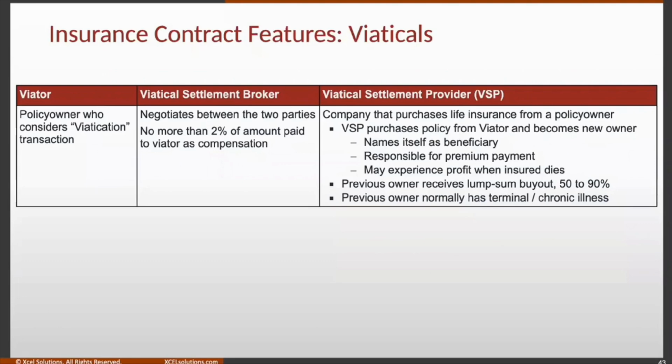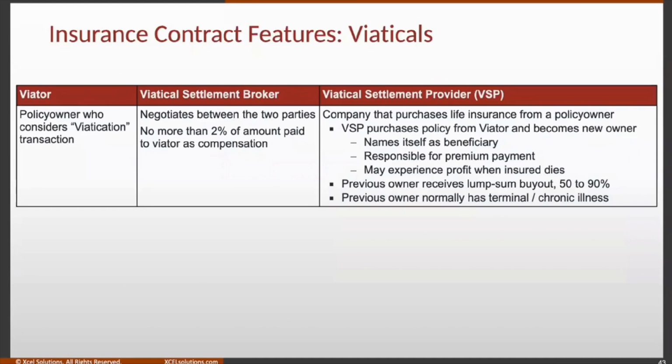And the viatical settlement provider becomes the owner, premium payer, and also the beneficiary of the contract. So fast forward to when the insured dies, which will generally be in less than 2 years, then they submit the death certificate to the insurance company. The insurance company pays the death benefit on the policy out to the viatical settlement company as the beneficiary, and that's where they make their profit.